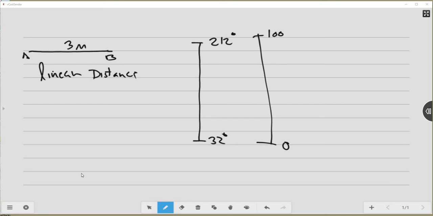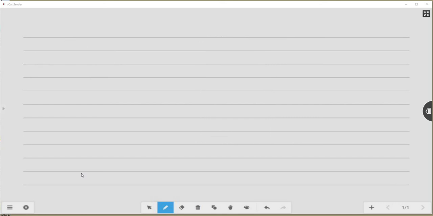Okay, so anyway, this distance right here, I'd like you to know that any time it's a straight line, we call that linear distance. I'm going to call this 3 meters. What that means is it takes 3 long steps. So when I write the units for linear distance, you're going to say 3 meters, just once.